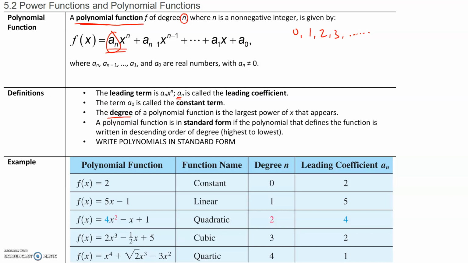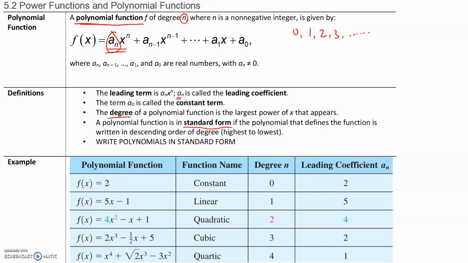A polynomial function is in standard form if the polynomial that defines the function is written in descending order from highest to lowest degree. So standard form always means the degree is written from the highest degree to the lowest degree. And we always write polynomials in standard form. So for example, f of x equals 2 is a constant function because we have no variables. The degree is 0, and the leading coefficient is just 2.